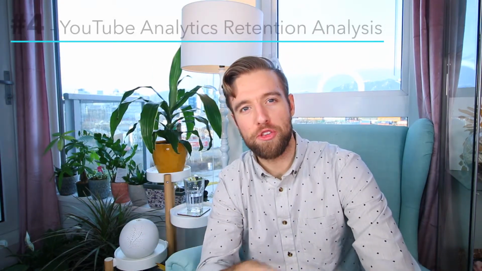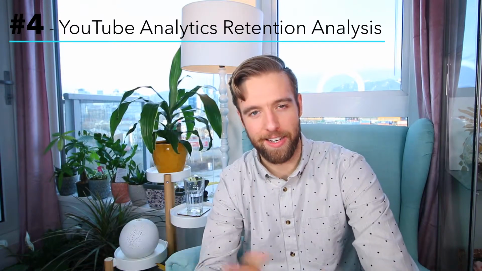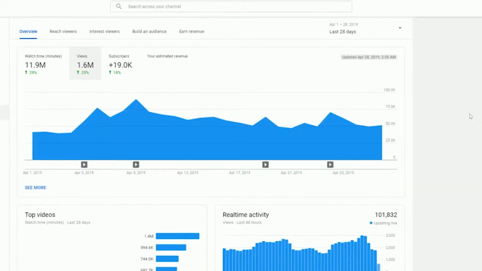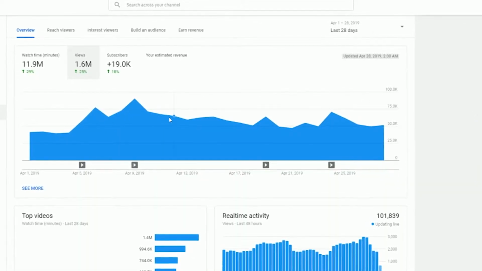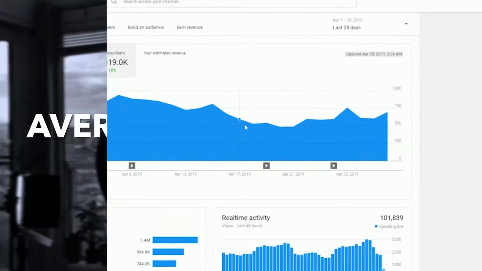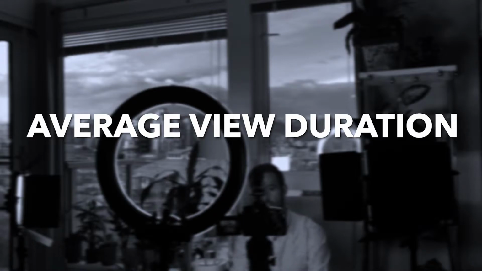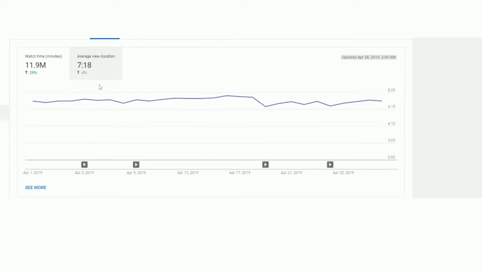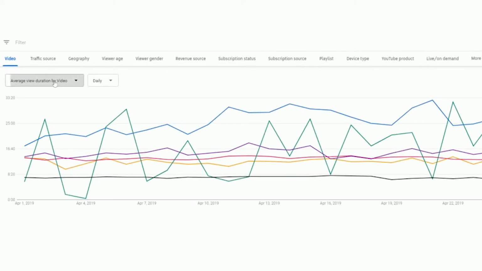Number 4, YouTube Analytics Retention Analysis. What does that mean? YouTube Analytics is a really valuable tool to see how engaged people are in your videos. Average view duration. So this is your average engagement for minutes and seconds. So it gives you a good indication of what's actually performing, because you can see how long in terms of time people are sticking through the content.